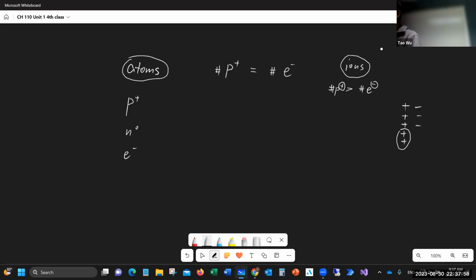If the protons are more than the electrons, then it's called a cation. If the number of protons is smaller than the number of electrons, then this is an anion. Okay, so that is the difference between cation and anion.